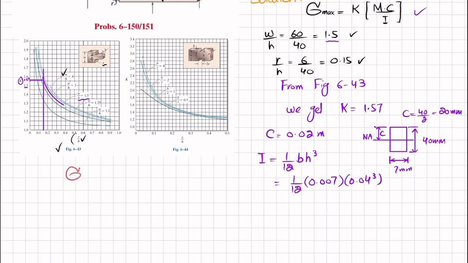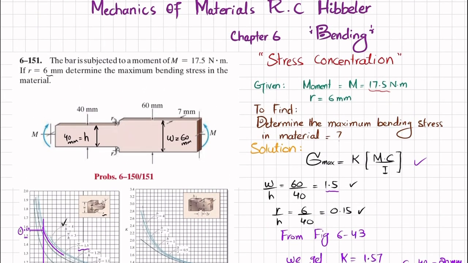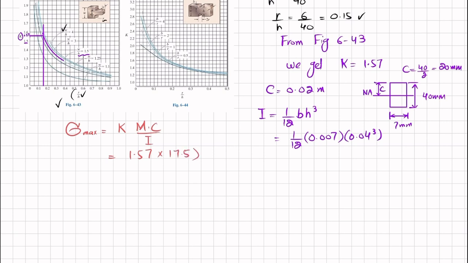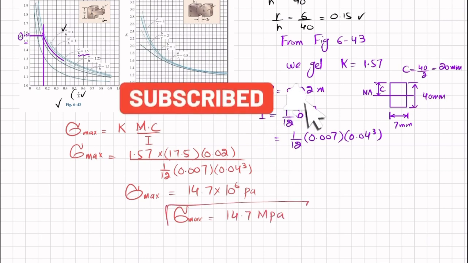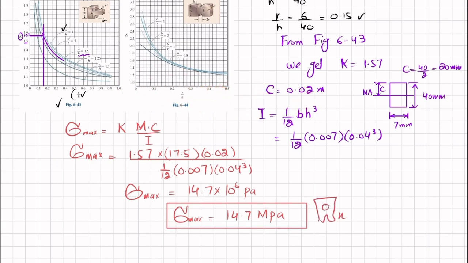So what we will get is maximum bending stress is equal to k into M into c divided by I. So we will put the values: k is 1.57, moment is given as 17.5 Newton meter, so 17.5, and c is 0.02 meter divided by I, and I is 1 over 12 into 0.007 into 0.04 power 3. When you calculate it, you will get maximum bending stress equal to 14.7 into 10 raised to power 6 Pascal, and if you want to convert it into mega Pascal, it will be 14.7 mega Pascal, which is the answer of this question.